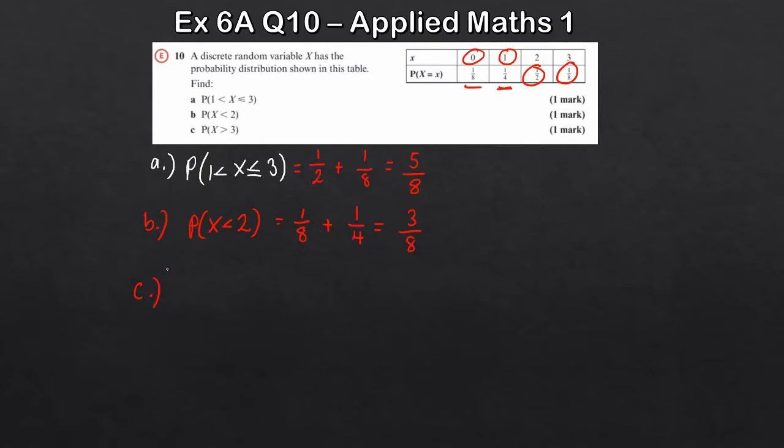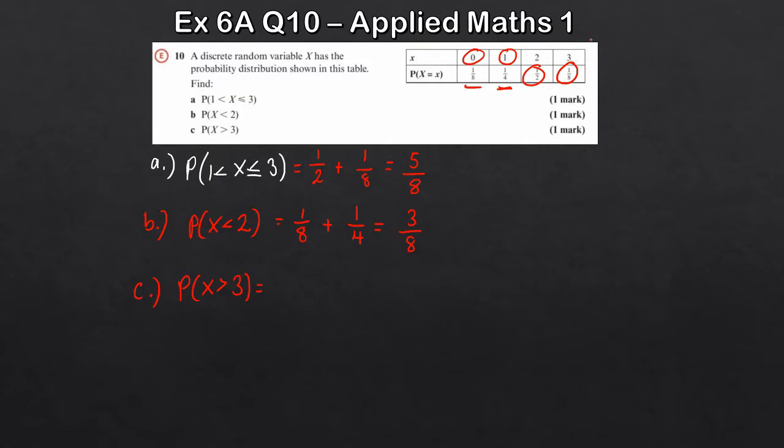And just one more application again. The probability that x is greater than 3. Well, if x is greater than 3, what possible values can we take? Well, we have a bit of an issue because the highest value is actually just 3 itself.